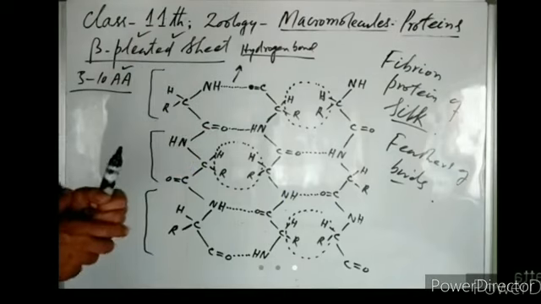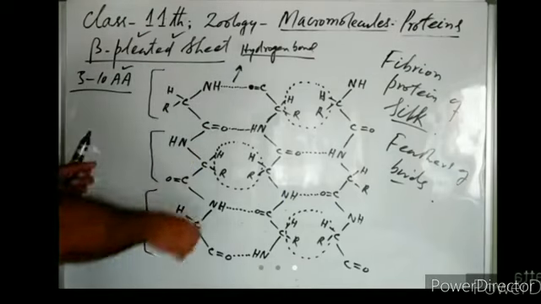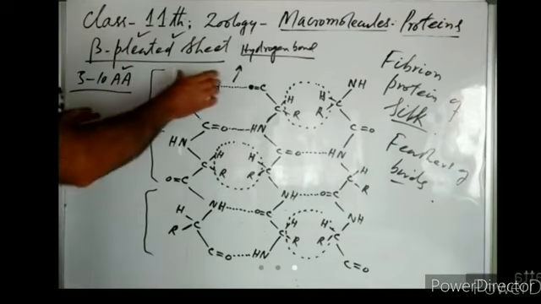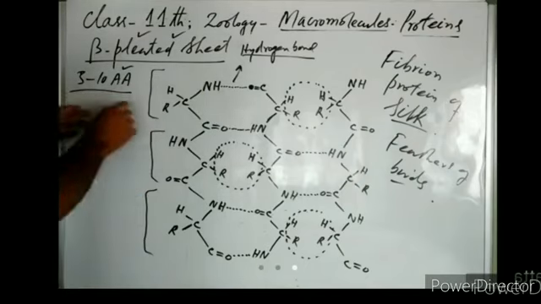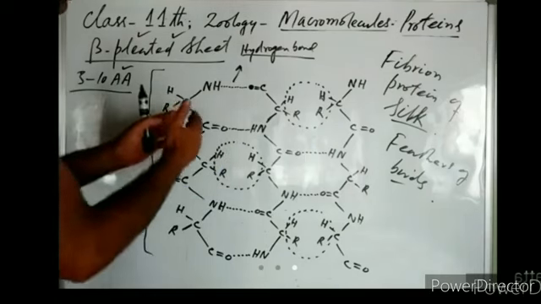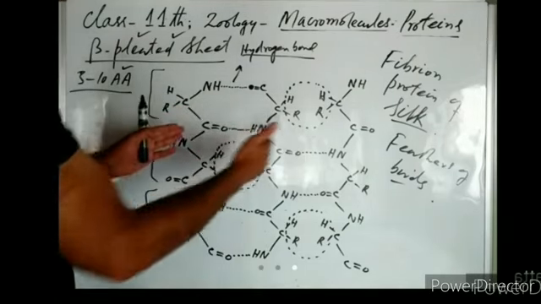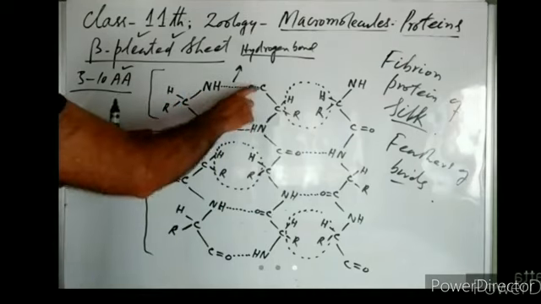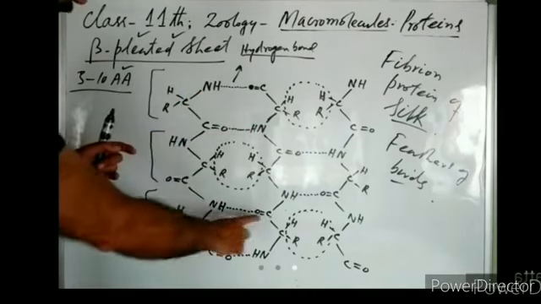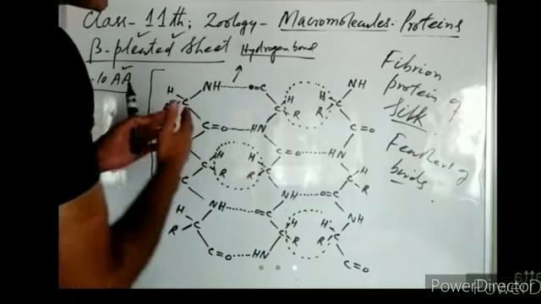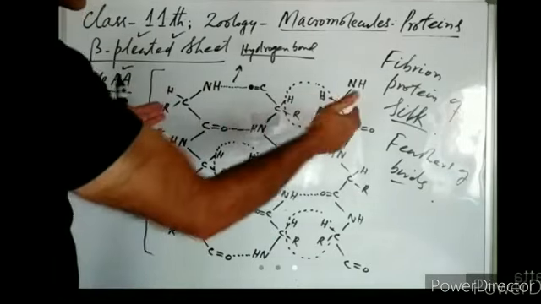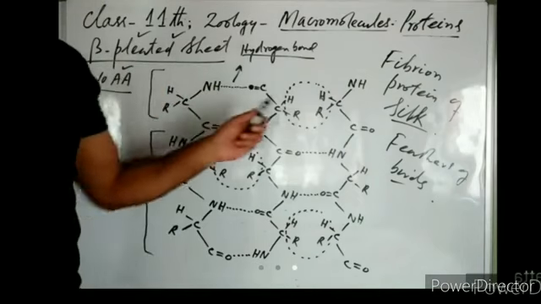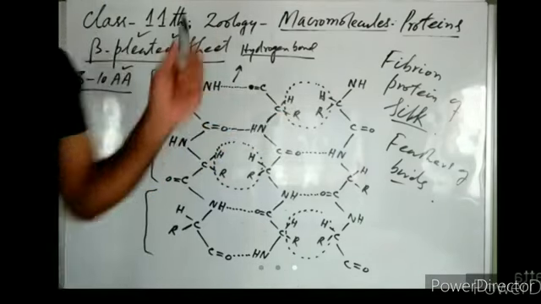In beta-pleated sheet structure, small peptide chains measuring some 3 to 10 amino acids in length, right? Such 3-4 peptide chains come parallel to each other and they get linked by hydrogen bonds formed between amino group and carboxyl group, right? So in this way, they form an extended sheet-like structure known as beta-pleated sheet structure. This beta-pleated sheet structure is found in fibroin protein of silk.